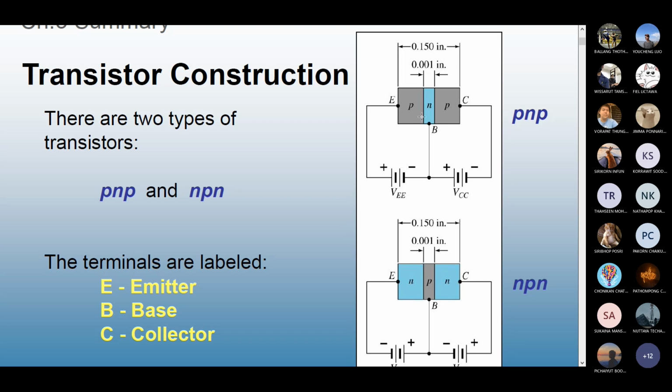The difference between PNP and NPN is in the construction, and the direction of the current and polarity of the voltage will be exactly opposite. So what you study for NPN, if you mirror that, just flip it for PNP, that would be the way to do that. And why the name bipolar?